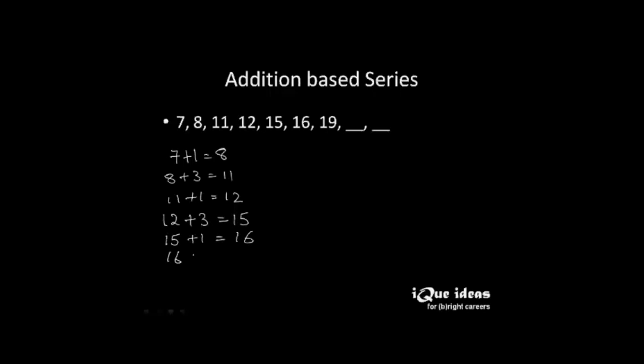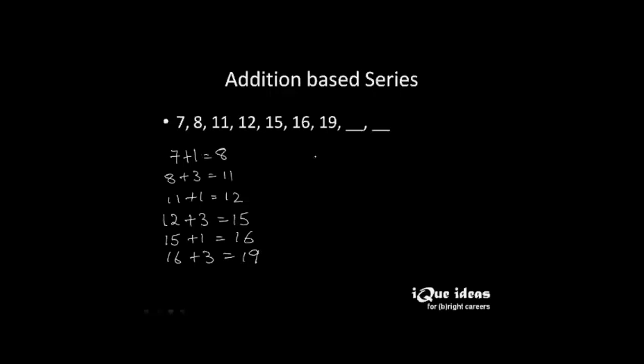Now, if you take a look at this particular series, we get the difference as 7 plus 1 is 8, 8 plus 3 is equal to 11, then 11 plus 1 is 12, 12 plus 3 is equal to 15, 15 plus 1 is equal to 16, and 16 plus 3 is equal to 19. So I'm alternately adding the numbers 1 and 3.